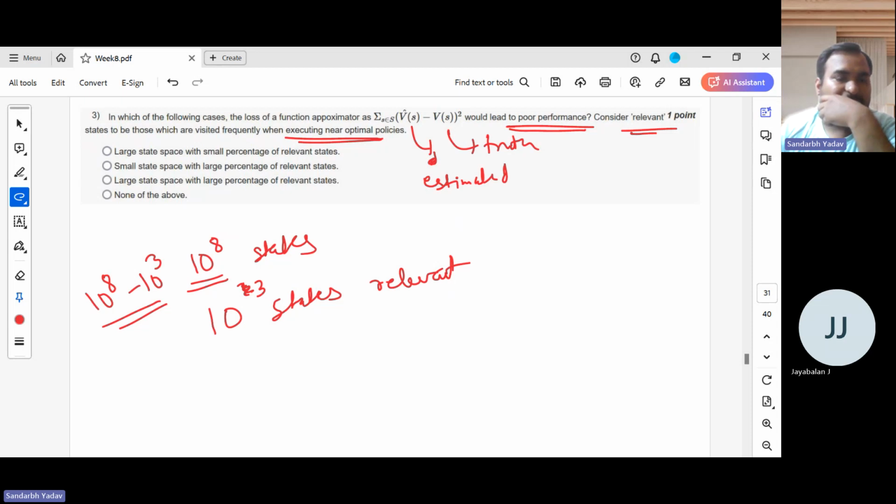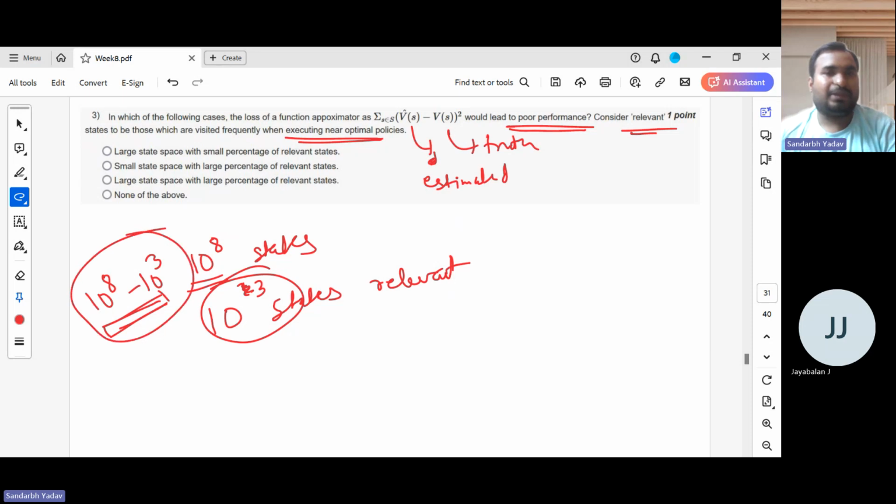So in this case, you can clearly see that if you are giving equal importance to states which are not very relevant, and the actually relevant states, which are visited very frequently in near optimal policies, are getting very little contribution to this loss function, then much of the contribution is coming from this one. So in that case, you can see it will result in poor performance.